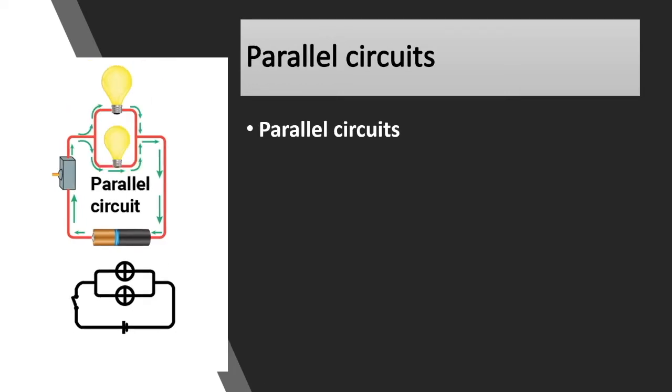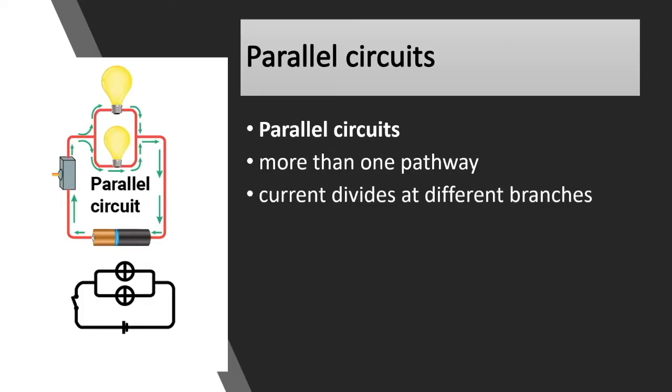Now, in parallel circuits, the first thing we're looking at is that there is more than one pathway for the current to flow in. As you can see on the two diagrams on the left, there are multiple pathways for the current to flow through. The current will divide at the different branches of the circuit. So it'll flow together, and when it reaches the division, it will divide between those two branches and continue flowing.